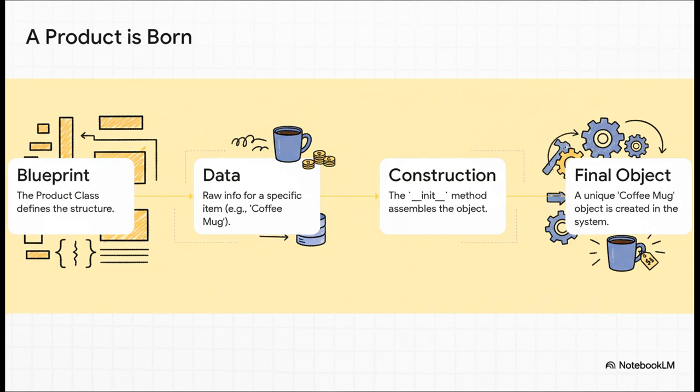Okay, so this is where that abstract idea gets real. Let's walk through it. We take our blueprint, that's the product class. Then we feed it the raw data: an ID, coffee mug, the price, and the stock. The __init__ method gets to work. It's like the construction crew on the job site. And then bam, out comes a fully formed, unique coffee mug object that our program can now track and manage.